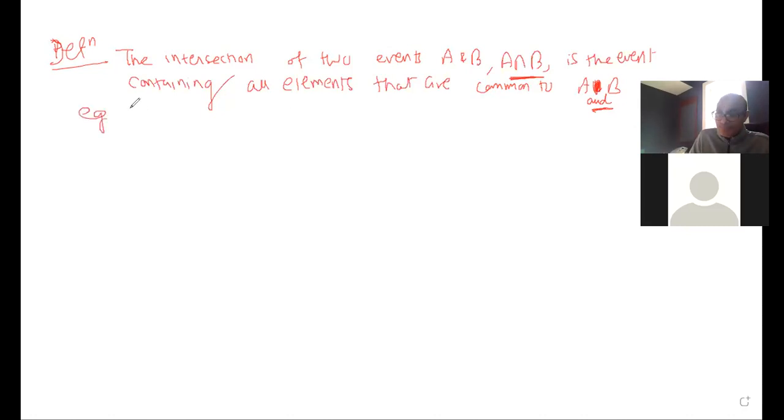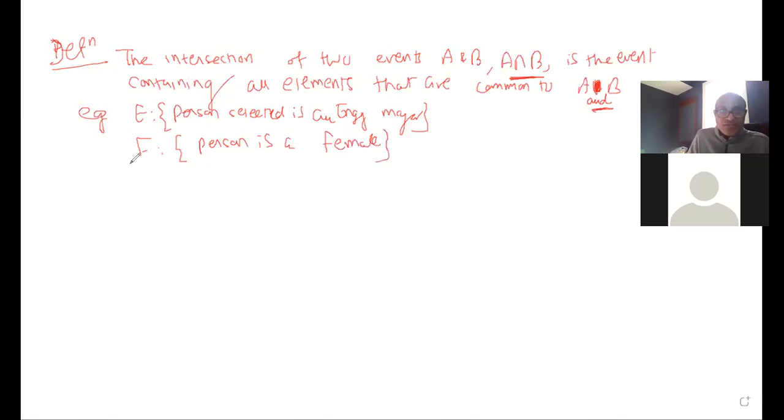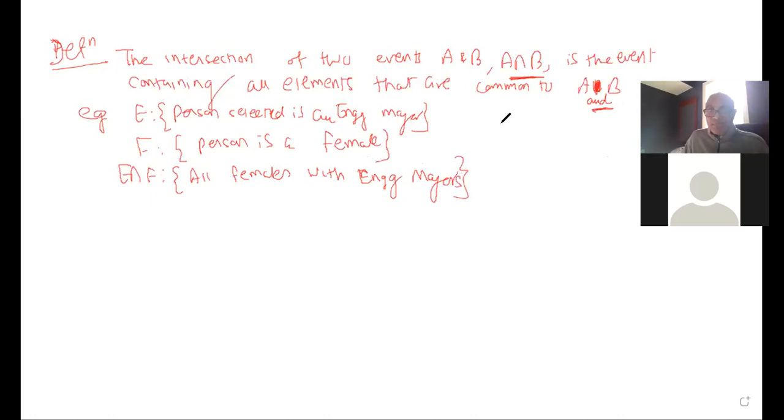As an example, suppose E is the set such that the person selected is an engineering major, and F is the set that the person selected is female. So E intersection F is the set of all females with engineering majors, am I right? All females majoring in engineering.